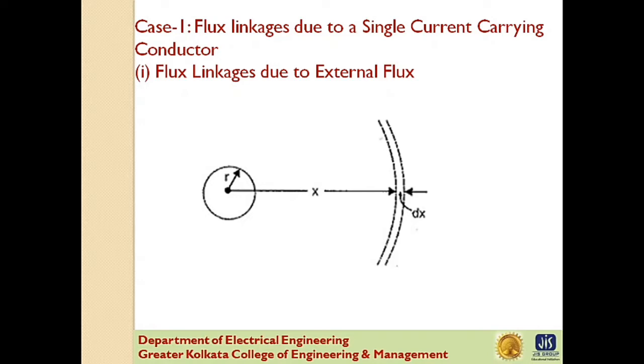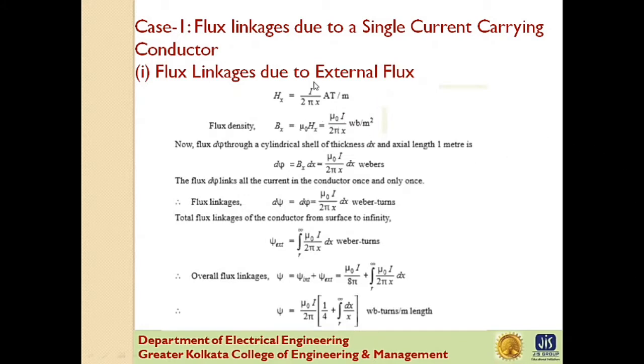Next, flux linkage due to external flux. The external flux extends from the surface of the conductor to infinity. So the field intensity at a distance x meter is given by Hx equal to I by 2 pi x AT per meter. Now what is the flux density? Flux density is mu 0 Hx because mu r is equal to 1. So put the value of Hx, we get mu 0 I by 2 pi x Weber per meter square.